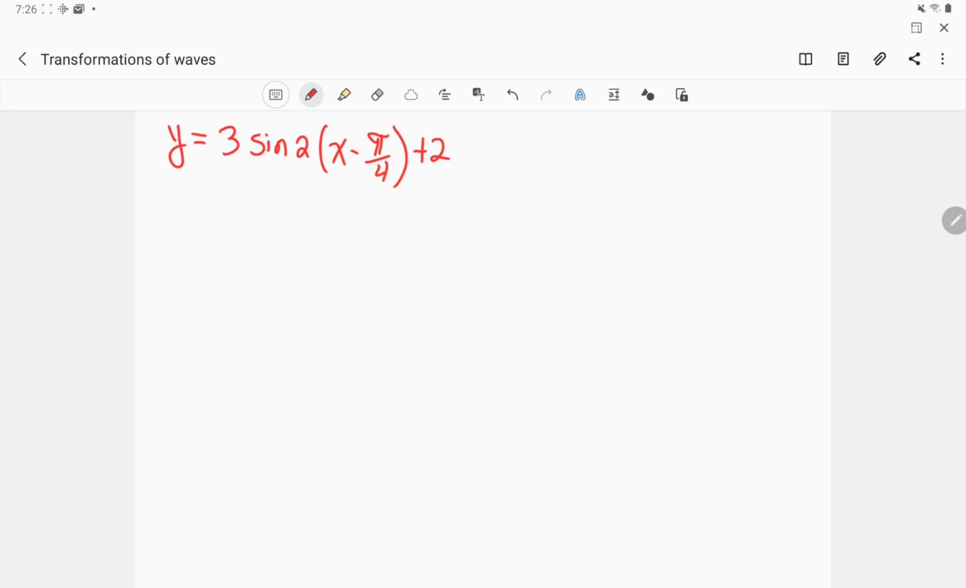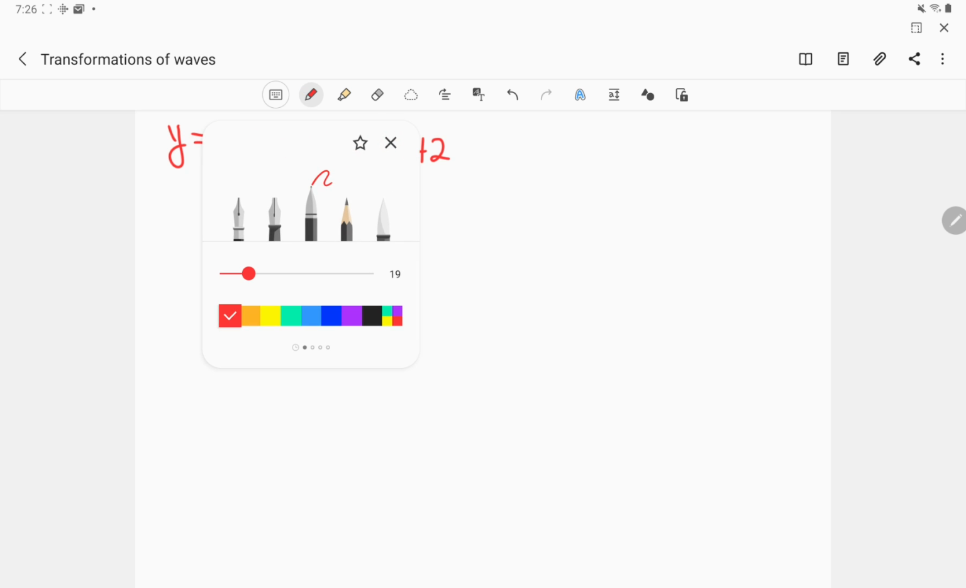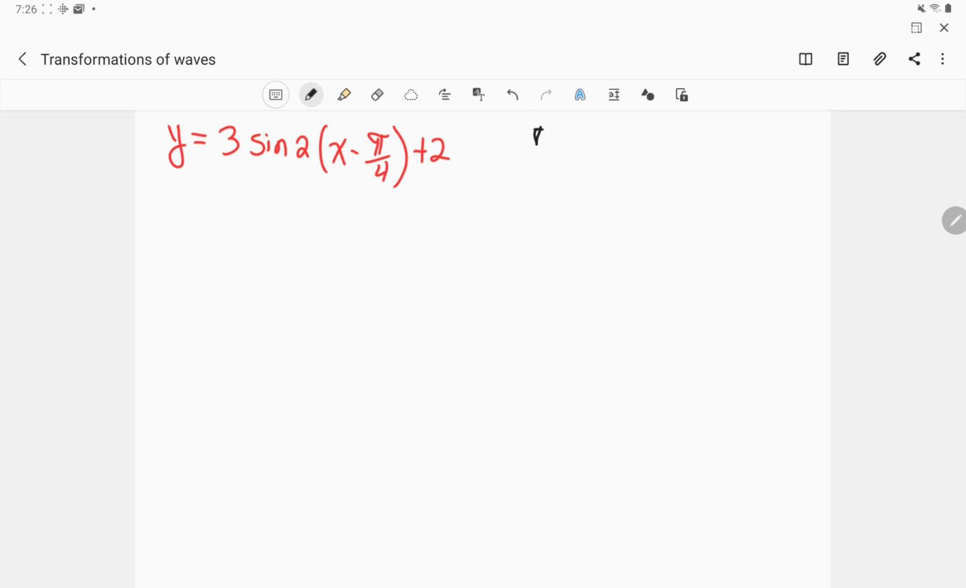So they want to know a lot of things here. They want to know what is the domain. By the way, I'm probably never going to ask that. But anyway, what is the domain? What is the range? What is the amplitude? What is the period?